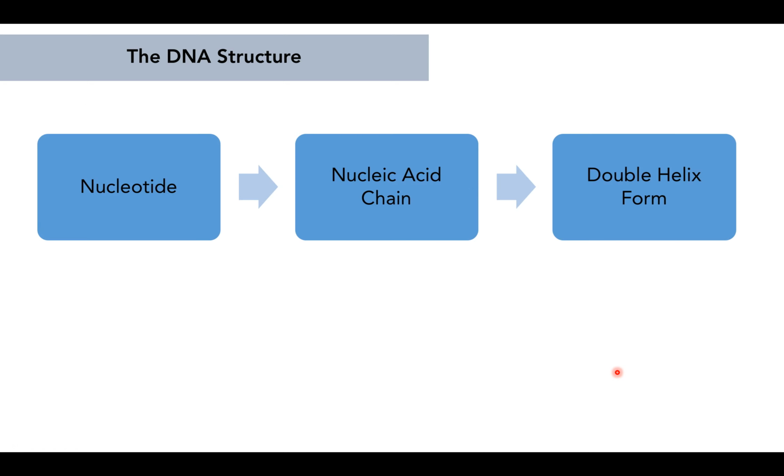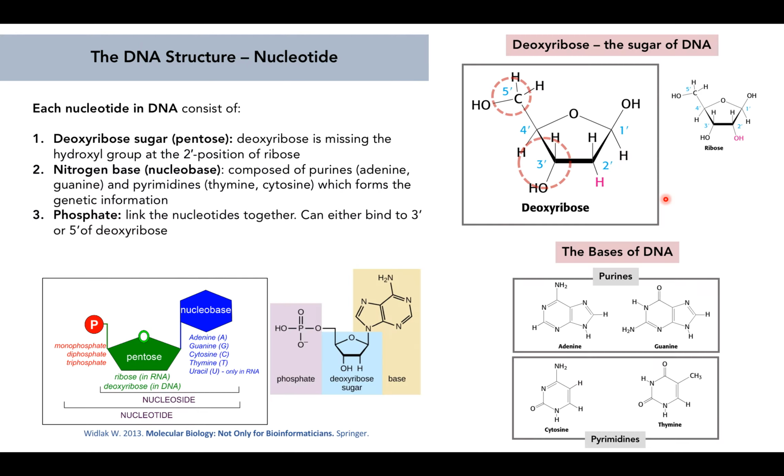Right. So once we know what DNA is and what the different kinds of DNA are, now we're going to look at the structure of DNA. To do this, we're going to go systematically. First, we'll learn about what makes a nucleotide, then how a nucleotide makes a nucleic acid chain, and in DNA, how the double helix forms. Let's go into the first section, which is what a nucleotide is made of.